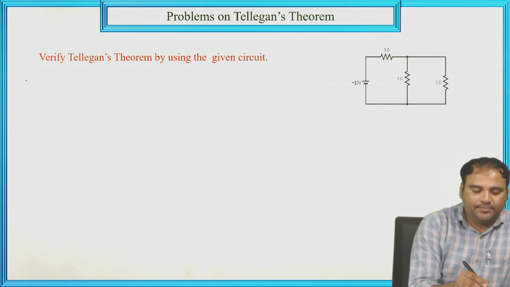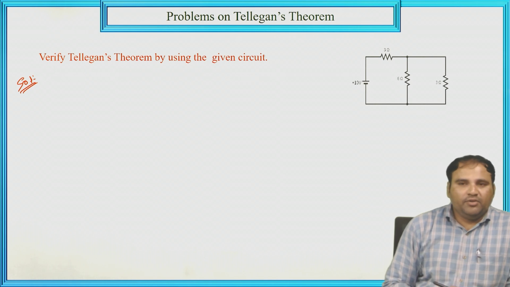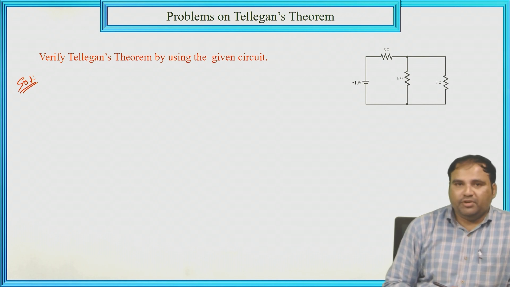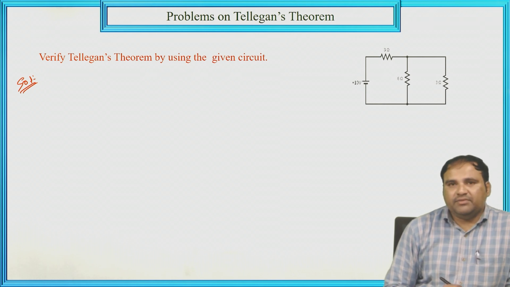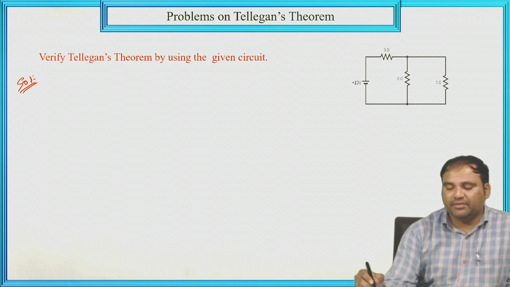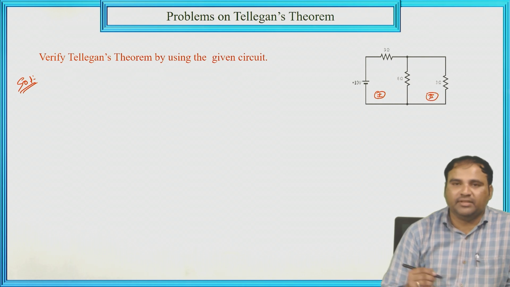The solution of the given circuit: we have to find out the power. Before that, first I am taking the Kirchhoff laws here. In Kirchhoff laws, first we have to find out the total number of loops. So how many loops are there? We have 2 loops. This is loop 1 and this is loop 2.